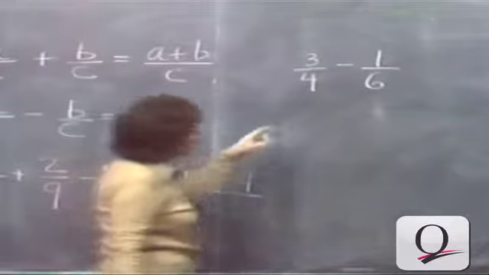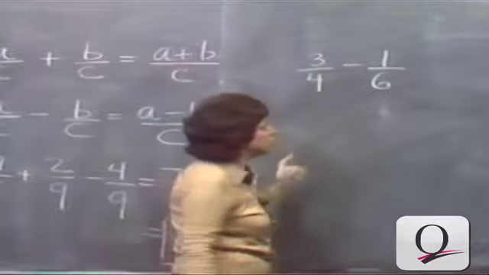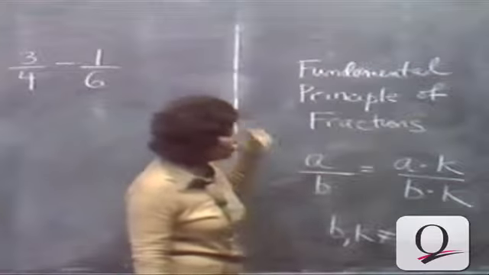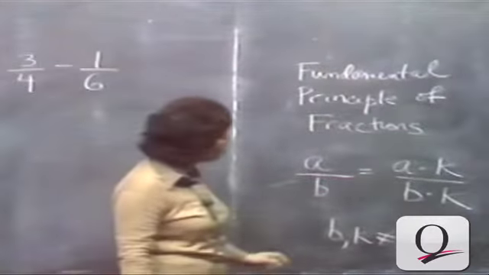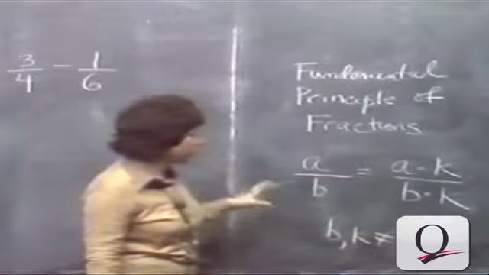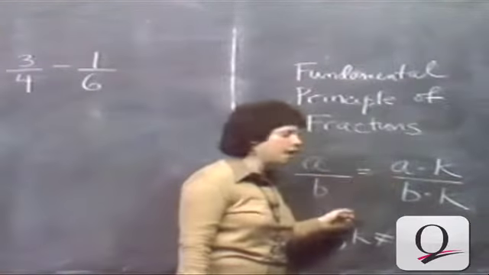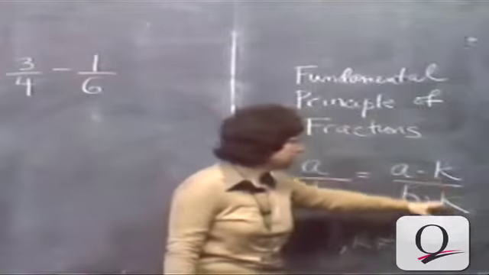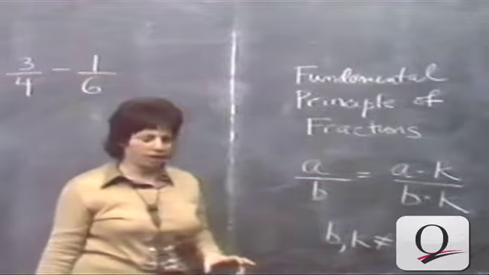Now, the way we're going to build fractions equivalent to these fractions is to use the fundamental principle of fractions. You've seen this in earlier videotapes. Just want to go over it with you. If you have a fraction, a over b, it's perfectly okay to multiply the numerator and denominator by the same non-zero quantity, in this case k. You will get an equivalent fraction.